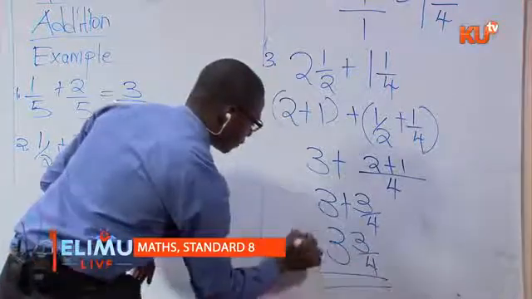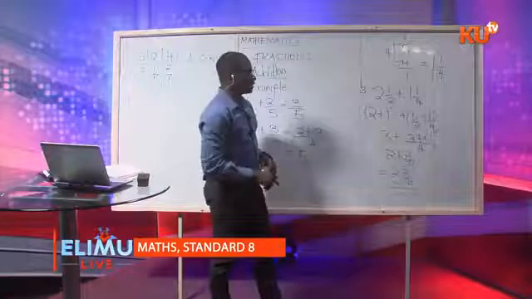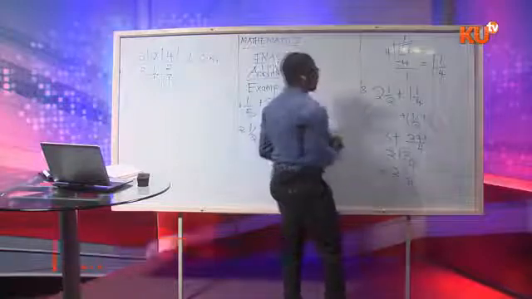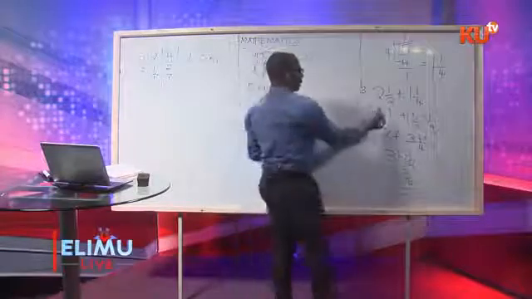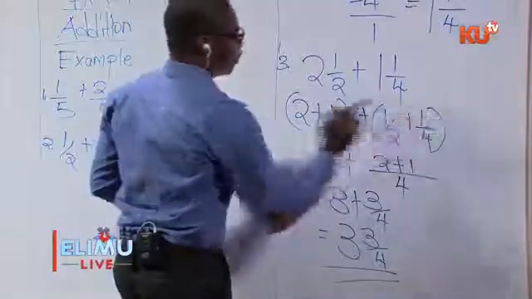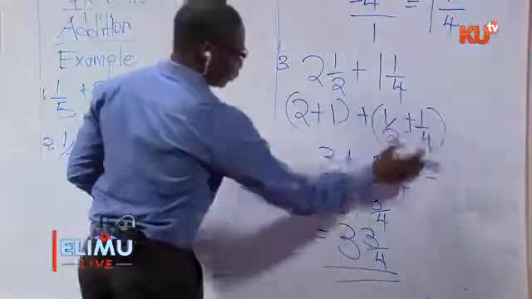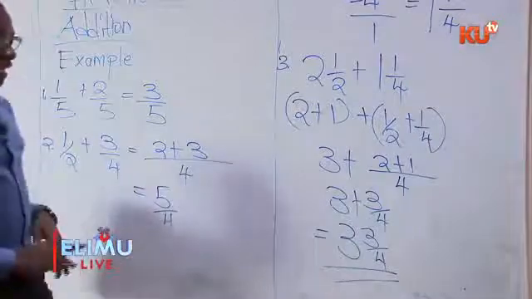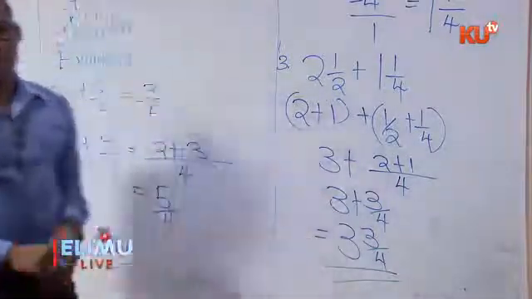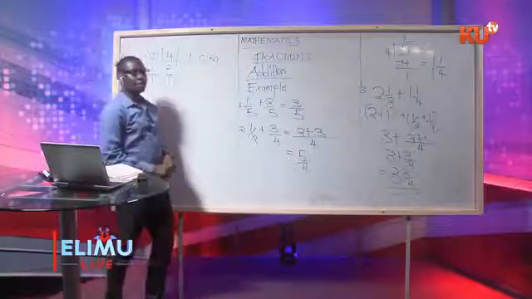That becomes your answer. When you take 2.5 and add it to 1.25, we add the fractions and the whole numbers separately. So the whole numbers are 2 and 1, which are here. The fraction is 1/2 plus 1/4. So 2 plus 1 is 3, then 1/2 plus 1/4 is 3/4. Then you can now add the whole number and the fraction to get 3 over 4. Therefore, your answer to that question is 3 over 4.